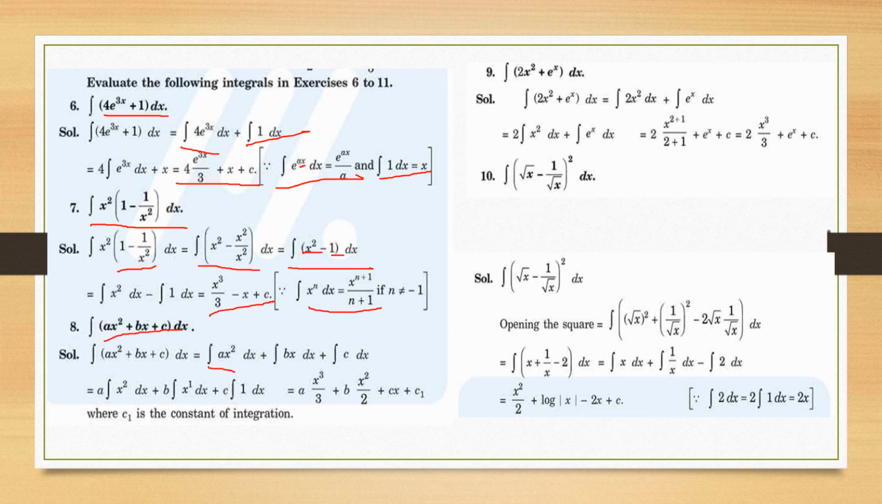Next, integral of ax square plus bx plus c dx. So again you can open all the integrals. a is constant, so it is outside. So it will become a x cube by 3 plus b x square by 2 plus c x, and plus c1, where c1 is the constant of integration. So c is used here, that's why c1 is taken. For this one, separate them, it becomes 2x cube by 3 plus e raised to power x is e raised to power x, plus c.